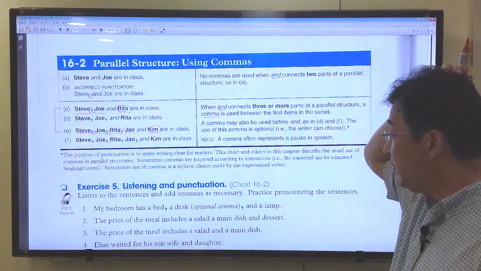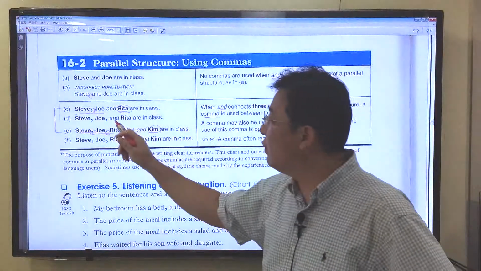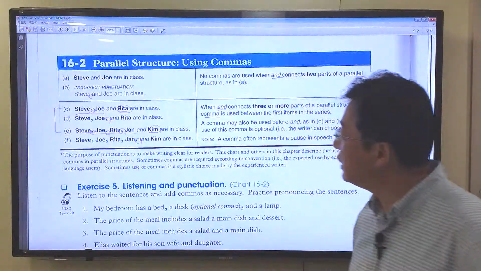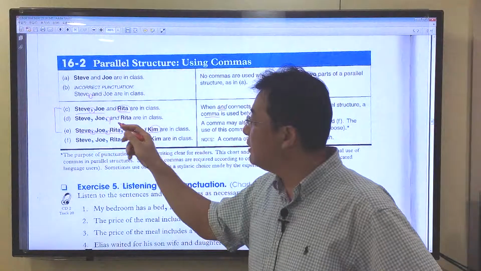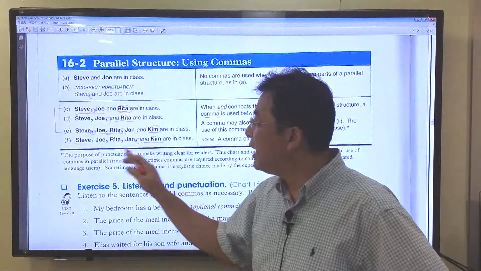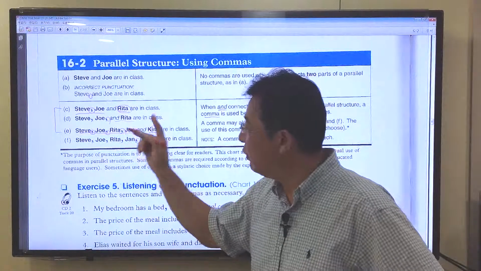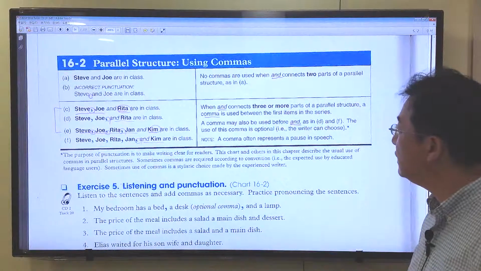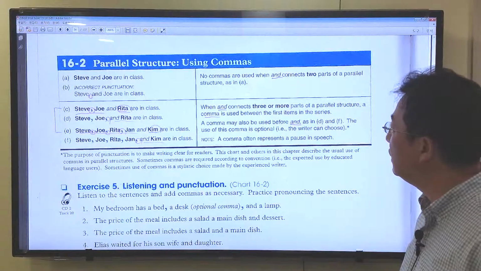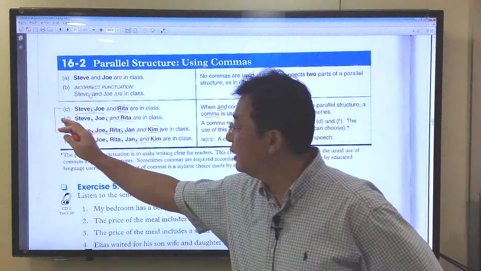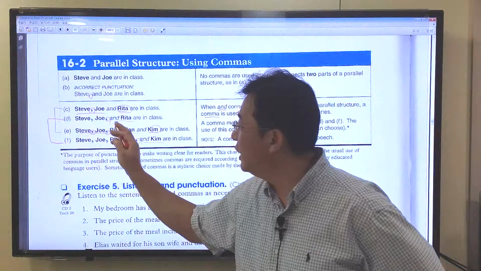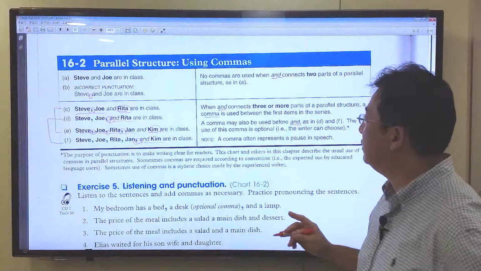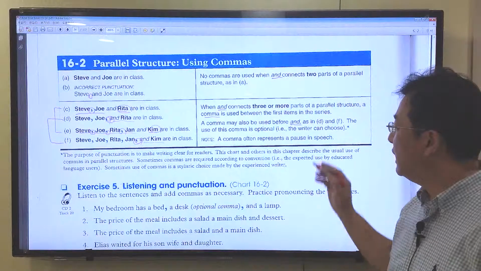Then if you look at D and F: Steve, Joe, and Rita. Steve, Joe, Rita, Jen, and Kim. These even put a comma before the last item, not among the first items but just before the last item. So D and F use a comma before and, the coordinating conjunction. But what do we say about writing like this? In D and F, the last comma before and is optional. You can use it or not. So, a comma often represents a pause in speech.